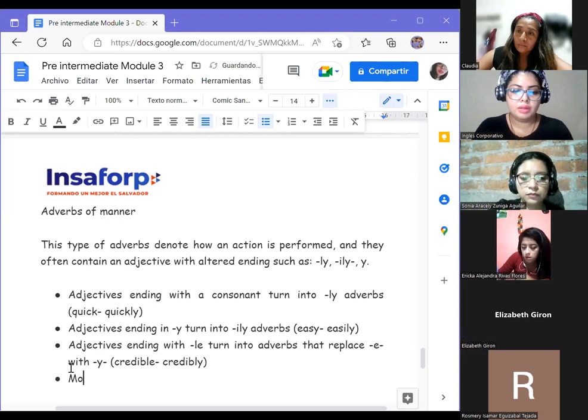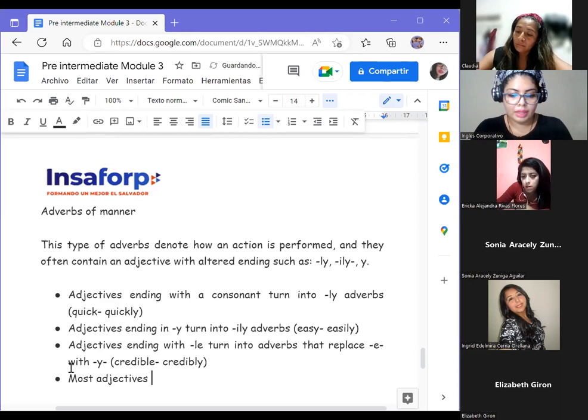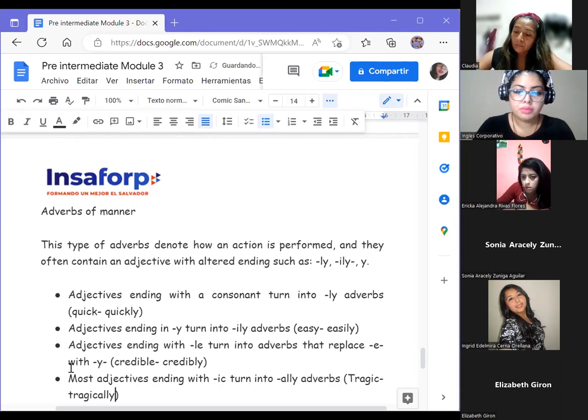And the last one says, most adjectives ending in I-C, and we have the example that says tragic, and we are going to transform it into tragically.